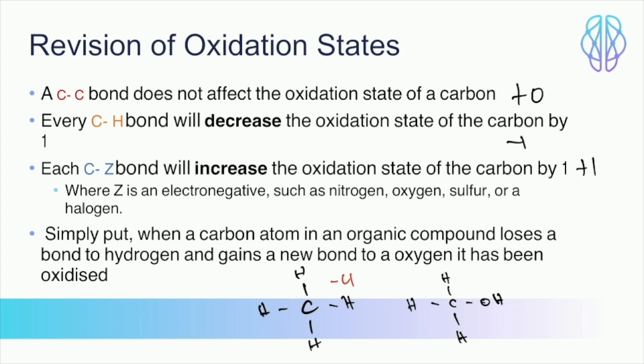And I'll give you another example. So this one's a little trickier. So we have -1 for the carbon-hydrogen bond, -1 for the carbon-hydrogen bond, -1 for the carbon-hydrogen bond, but then we have a +1 here for the carbon-oxygen bond, giving you a grand total of -2.